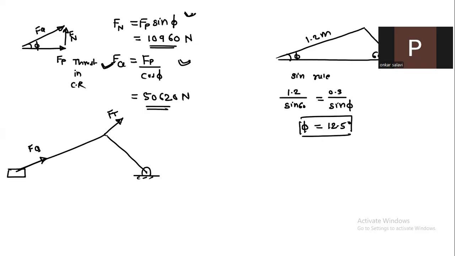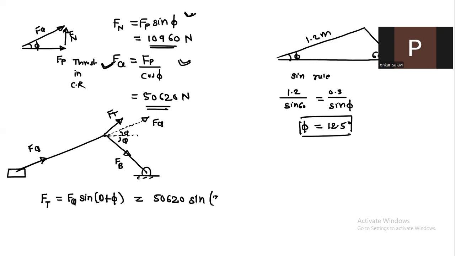Okay. So here, as we know, along this line, the Fq remains the same. This angle is phi, this angle is theta, and one force acts along the crank, so that force is AB. We should remember this second diagram also. We can get the value of Ft. So Ft is equal to Fq sine theta plus phi. Okay. So Fq is known, which is 50,620. Theta is 60 degrees and phi is 12.5 degrees.